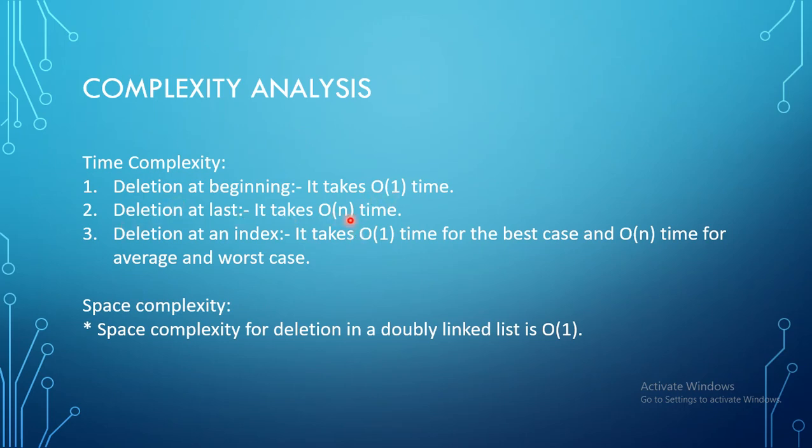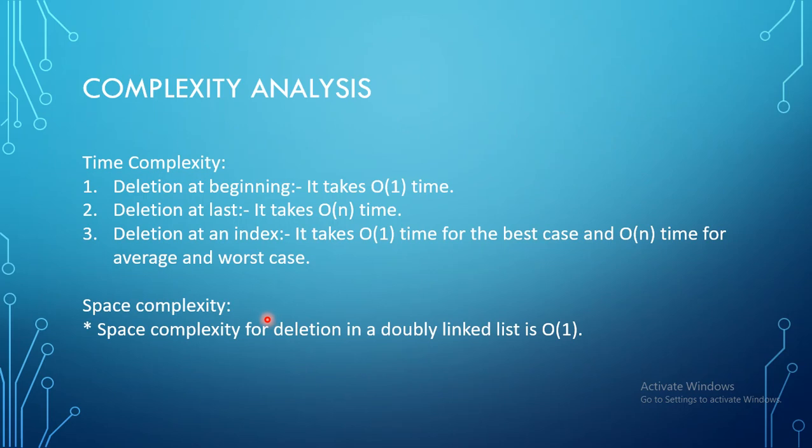If I need to delete at last, I need to traverse till the last node, so it will take order of n time. If I talk about the last case, deletion at an index or at a position, then for the best case, it will take order of one time, that is, at the starting itself. And for the worst case, like in the end or in the middle or somewhere in between, it will take order of n time.